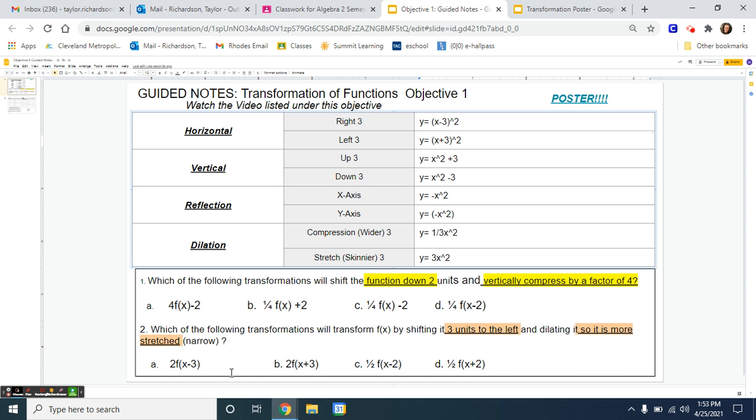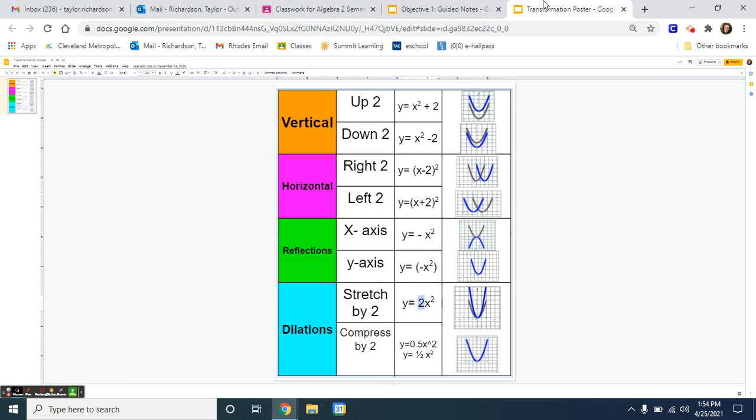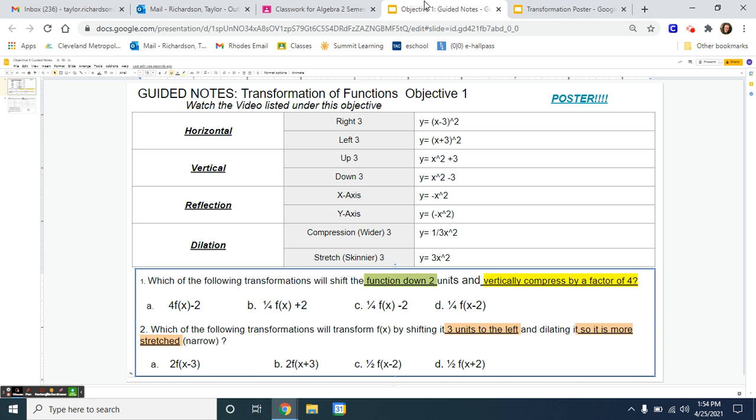So let's try this out by answering these 2 questions. These are the type of questions that you're going to see on the quiz. First, it's saying, which of these following transformations will shift the function down 2 units and vertically compress it by a factor of 4? So now we're putting multiple transformations together. If you see I highlighted the 2 different things, let's just focus on one at a time, okay? The first thing this transformation is saying is it's going to go down by 2. Well, on my poster, down by 2, remember, is just a minus 2 at the end. No parentheses, nothing fancy, just a minus 2.